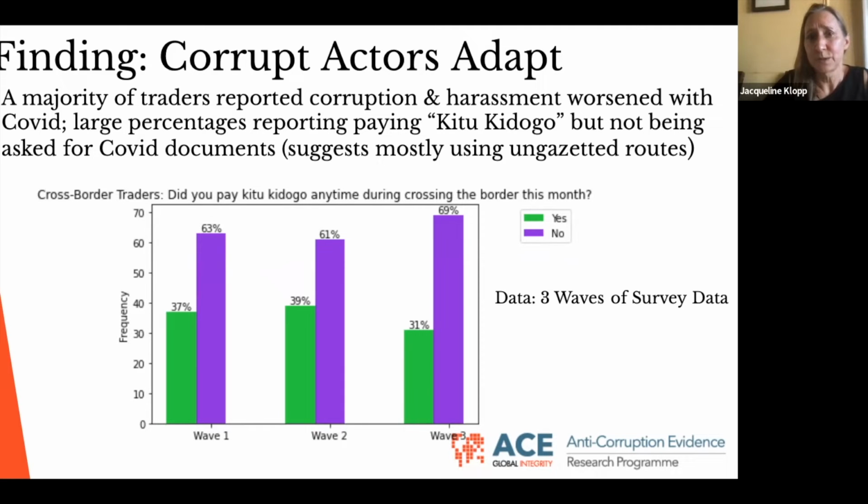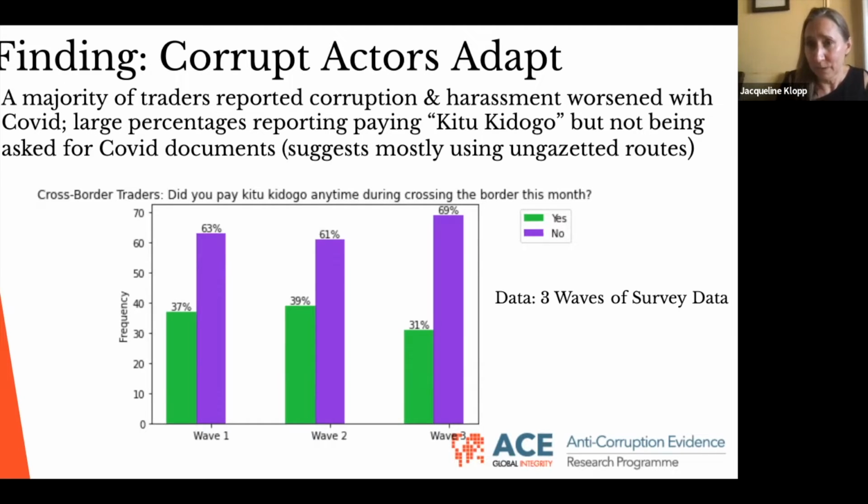Interestingly, large percentages reported paying what they call kitu kidogo, something small, which is an informal payment for allowing them to cross the ungazetted route, for example. But they rarely were asked for COVID documents, which suggests one of the most obvious strategies is that you're now mostly using the ungazetted routes. It's too expensive to adapt to these restrictions for most traders, and some of them wanted to continue to trade. It was their livelihood, and not to trade was a huge economic hardship.